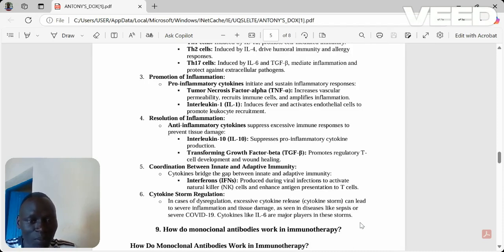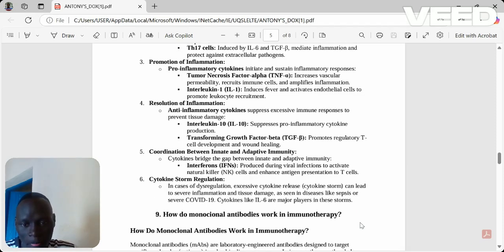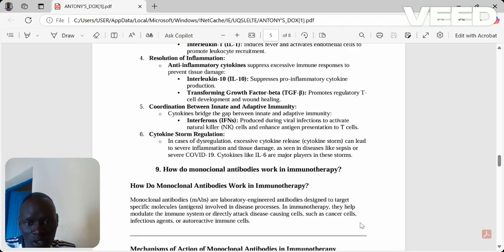Cytokines that bridge the gap between the innate and adaptive immunity are the interferons, produced during viral infection to activate natural killer cells and enhance antigen presentation to T cells. And we also have cytokine storm regulation.